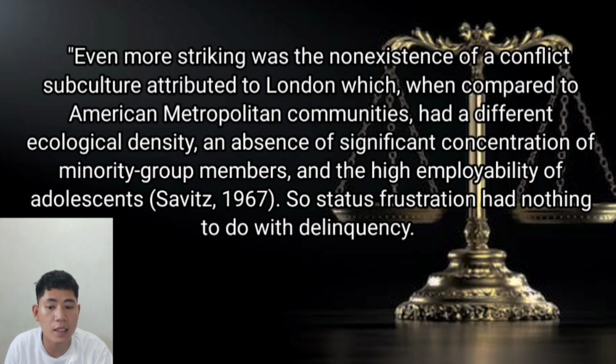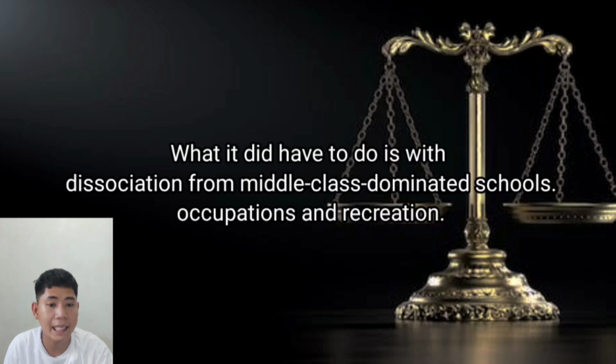Even more striking was the non-existence of a conflict subculture attributed to London, which, when compared to America's metropolitan communities, had a different ecological density, an absence of significant concentration of minority group members, and the high employability of adolescents. So status frustration had nothing to do with delinquency. What it did have to do with was dissociation from middle class dominated school, occupations, and recreation.